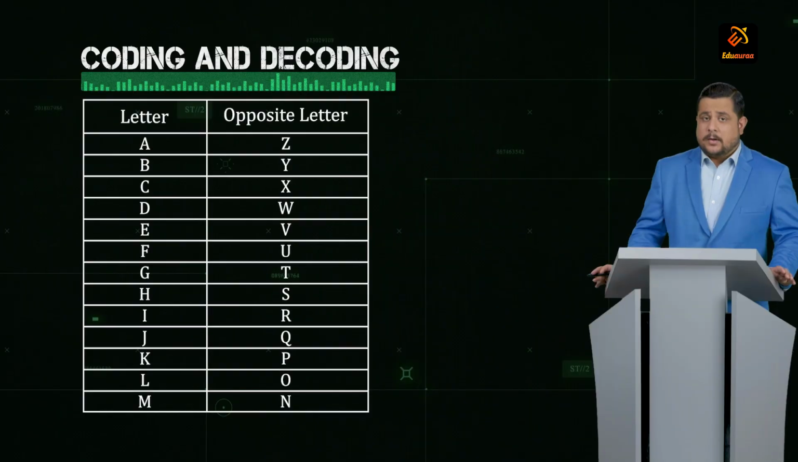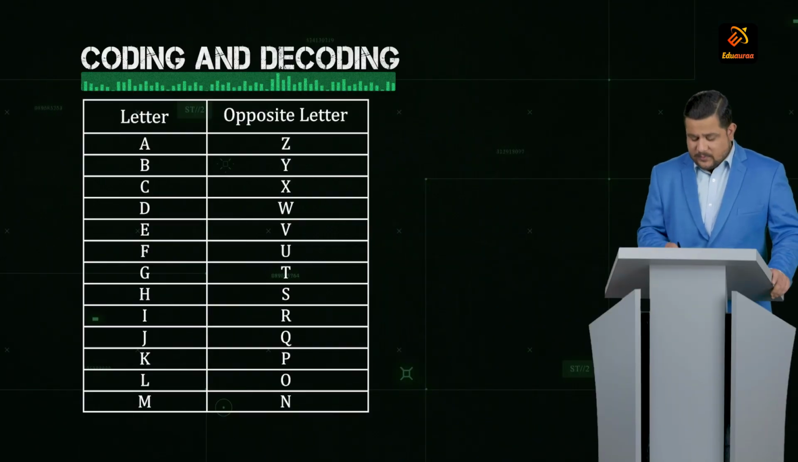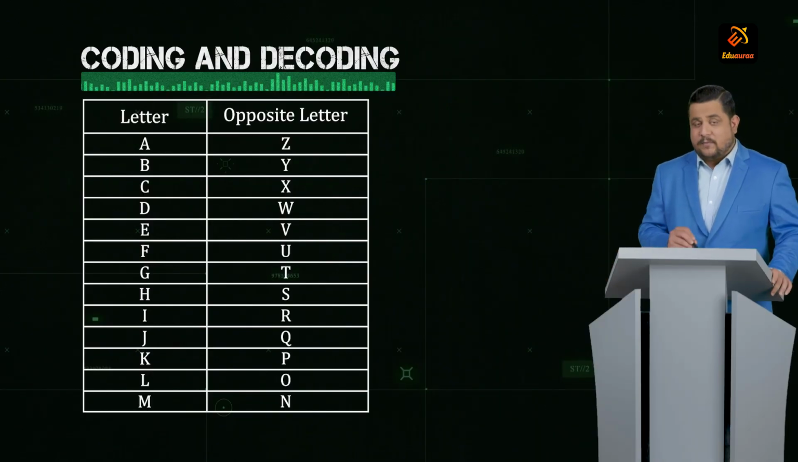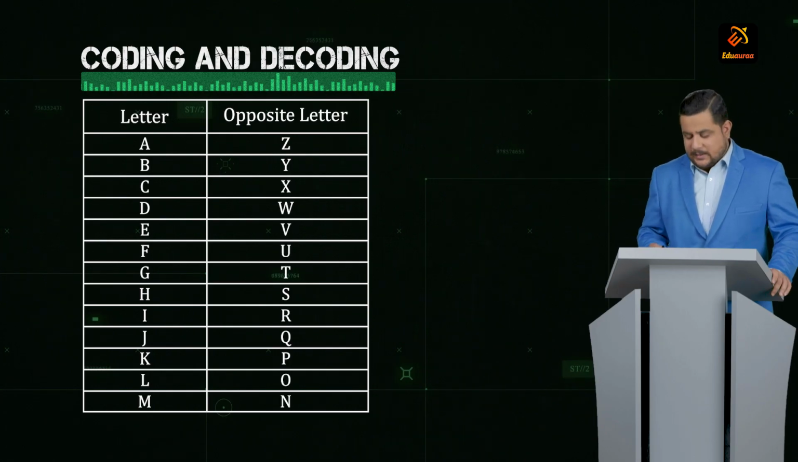So now we will discuss reverse order ranking. So what is reverse order ranking? Generally, if we discuss the ranking of alphabets or the sequence of alphabets, it starts from A and ends at Z.